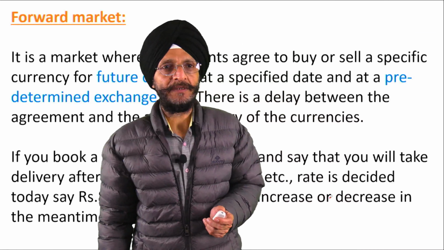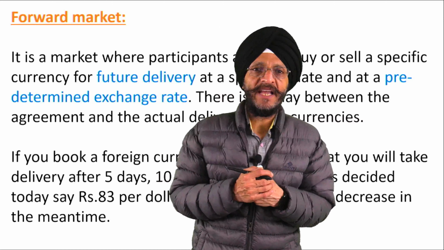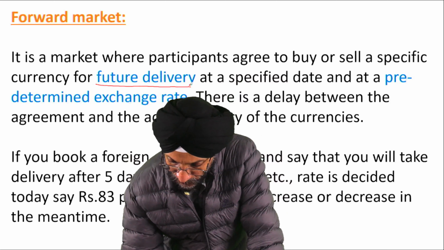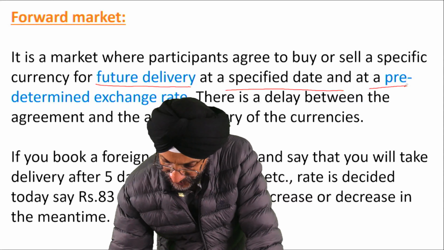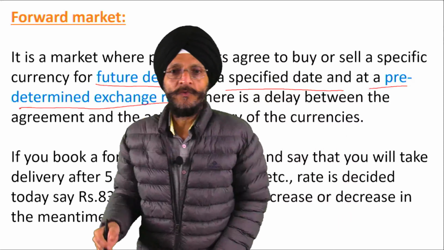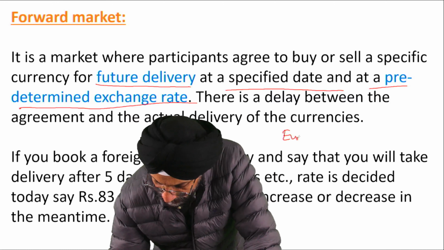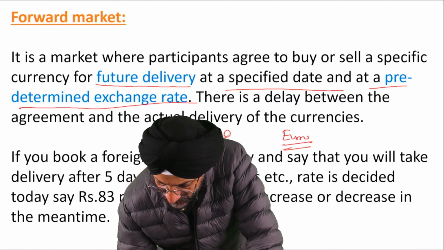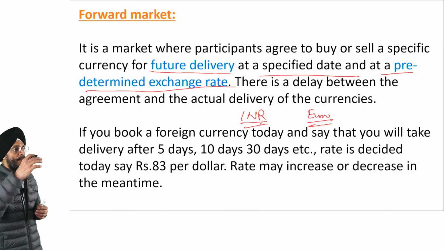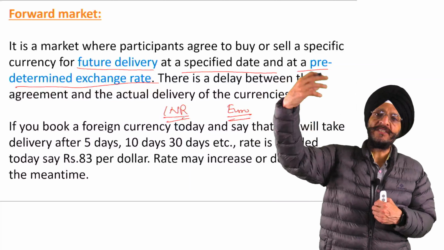Now comes the forward market. It is a market where participants agree to buy or sell a specific currency for future delivery at a specified date and at a predetermined exchange rate. It means that suppose we want a currency, say euro. We are from India, our currency is INR. We want euros, say after 10 days, after 1 month, 2 months, 3 months, 6 months. That is, some future date.